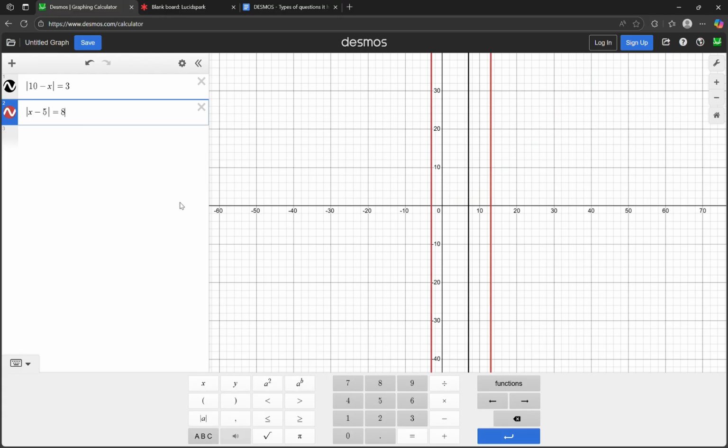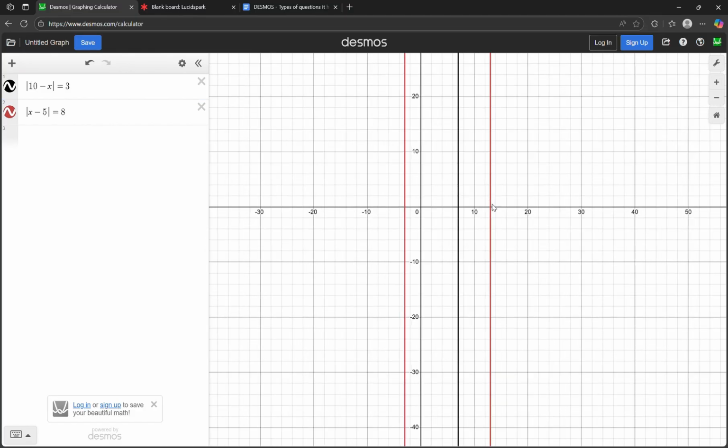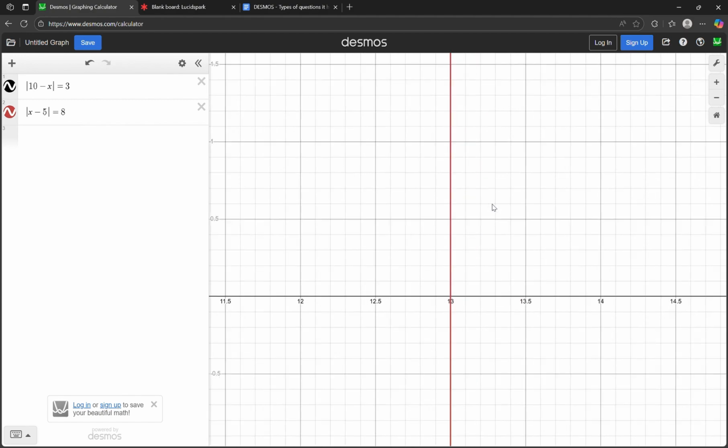Okay, so I'm going to turn this off for a second. You see that when I turn it back on, these two align, meaning this is the only one that satisfies. So you're going to zoom in, and it's 13. That's your answer.